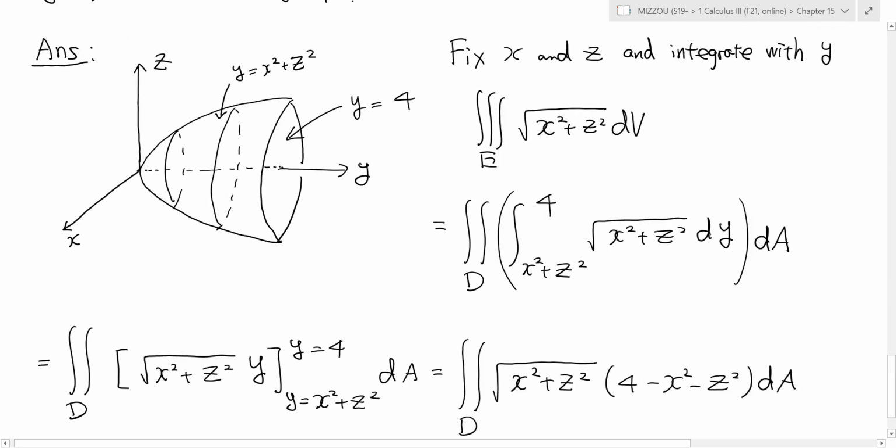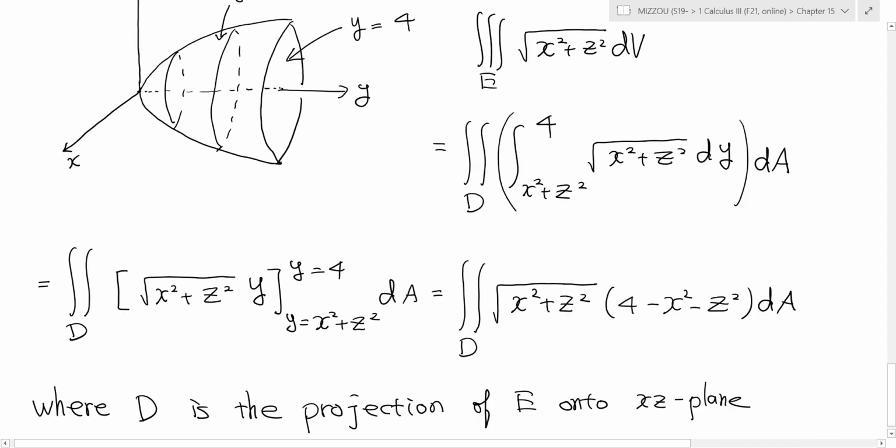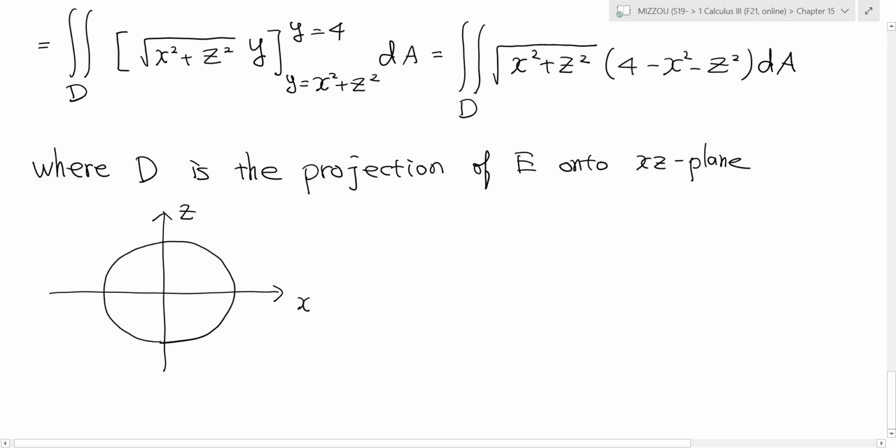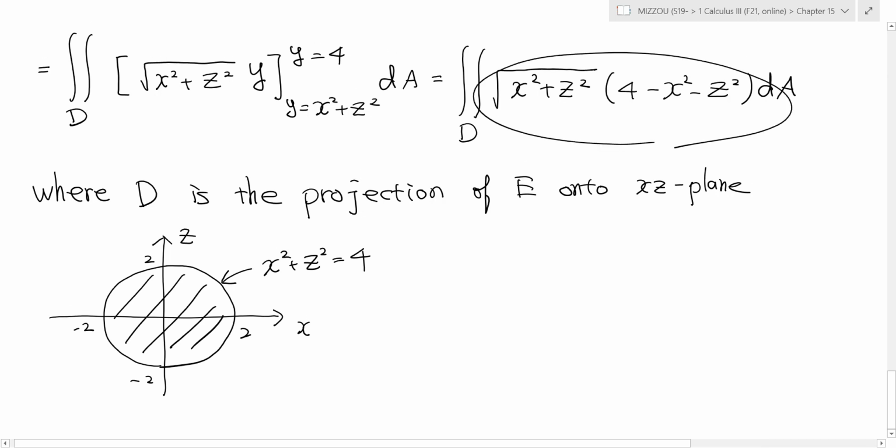The disk has what radius? Well, when y is equal to 4, you equate those and you get x squared plus z squared is equal to 4. So it's the circle, or disk to be precise, with radius 2, in the xz plane. Radius 2, negative 2, negative 2, like this. So this is our z. And this boundary is x squared plus z squared is equal to 4. Then now we have to double integrate this over this region.